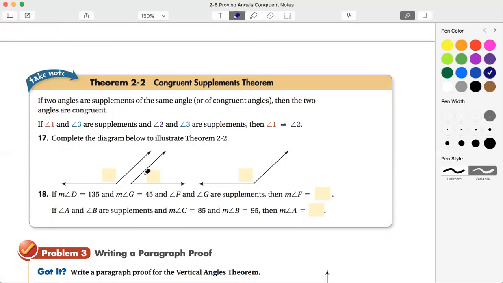All right, so let's fill in the blanks. So here's angle 1, here's angle 3, and here's angle 2. So the measure of angle D is 135, the measure of angle G is 45. If F and G are supplements, then the measure of angle F must be 135. If A and B are supplements and measure of angle C is 85 and B is 95, then angle A must be 85.